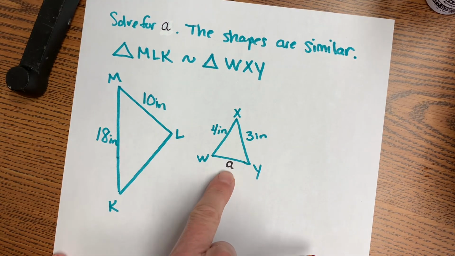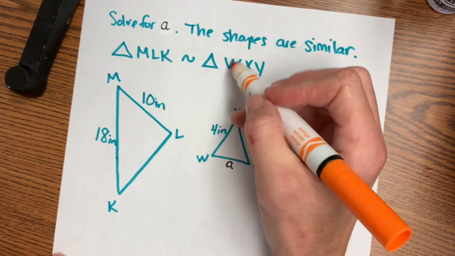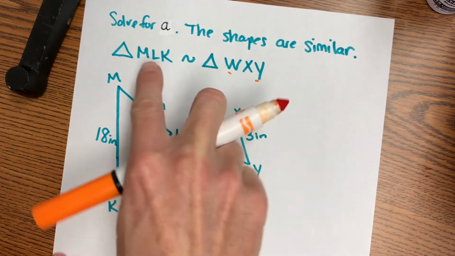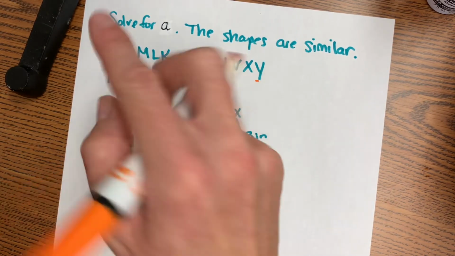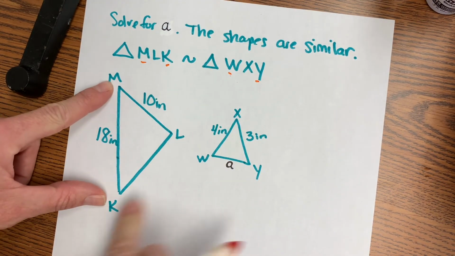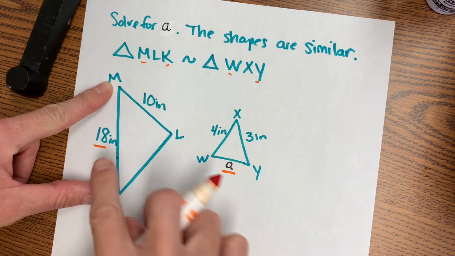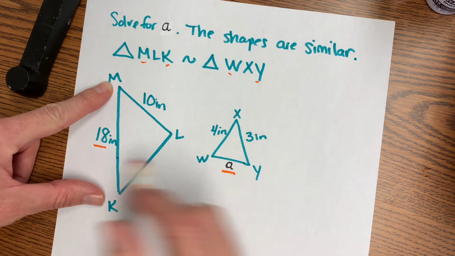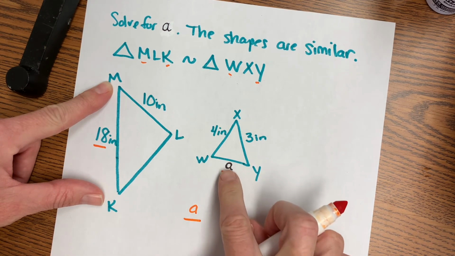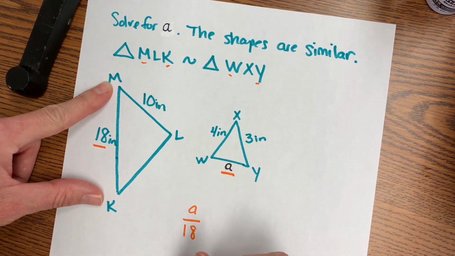So you know you have to find A, so that's WY. WY is the first and the last letter up here, which means that's going to correspond to the first and the last letter on the other one, so MK. So MK, this side, corresponds to A. So I use proportions to solve these, so I'm going to go ahead and just set up a proportion. I'm going to put A, the ratio A divided by 18. You can do 18 over A, it doesn't matter.